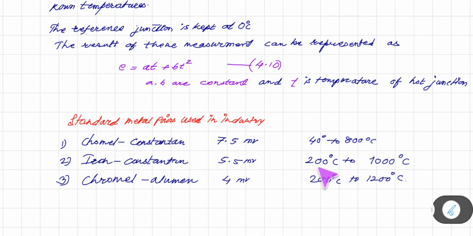and the range is 200 degrees Celsius to 1000 degrees Celsius. Similarly, Chromel-Alumel gives 4 millivolt and its working range is 200 degrees Celsius to 1200 degrees Celsius. So this way various metal pairs are used in the industry for practical purposes.